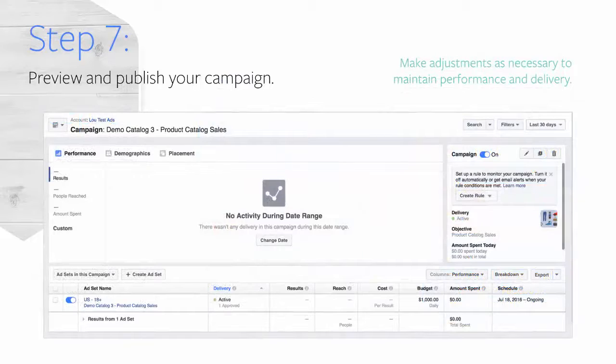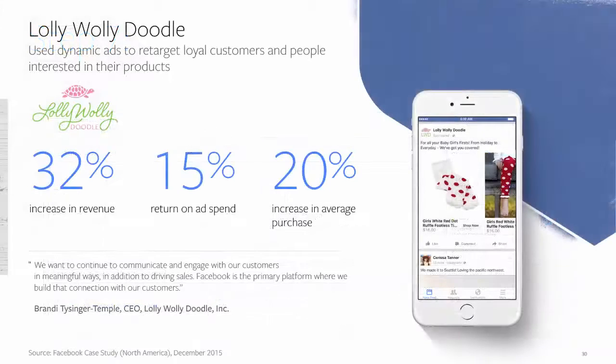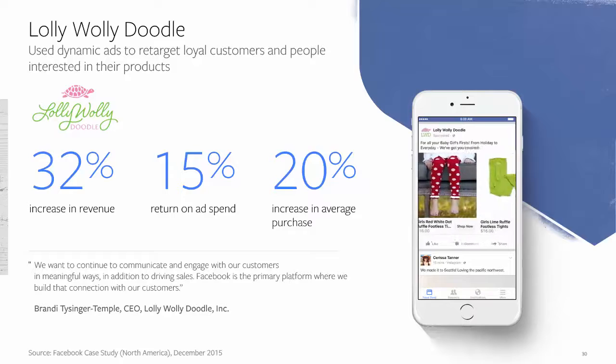Next, make sure you preview your ad and publish your campaign. Check back on your campaign performance and adjust as needed to hit your performance goals. Let's again bring dynamic ads to life with an example. To share its robust product catalog with new and established customers, Lolly Wally Doodle used Facebook's dynamic product ads.